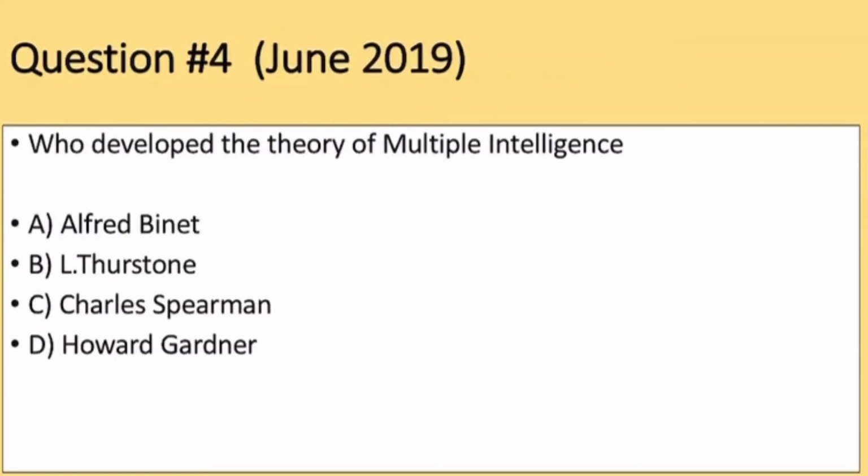Who developed the theory of multiple intelligence? Gardner's theory of multiple intelligence. We discussed the 9 types of intelligence. So option D, Howard Gardner is the right answer.